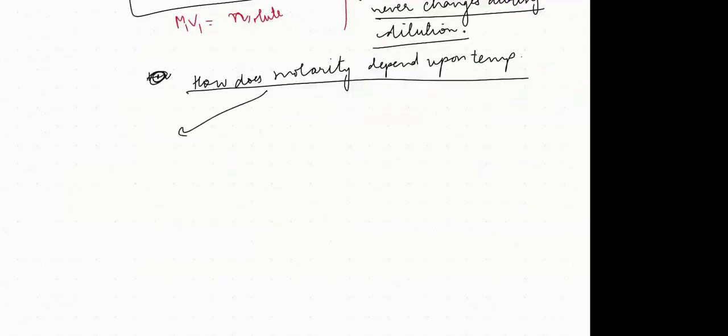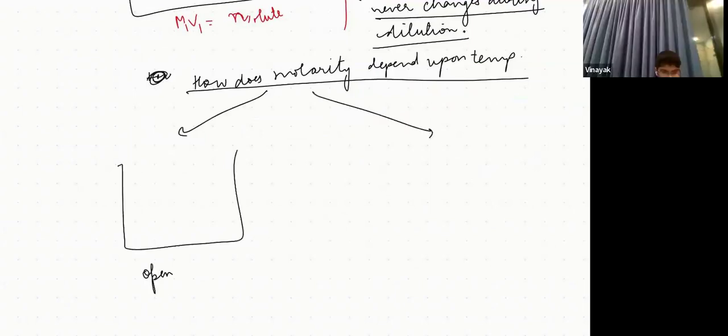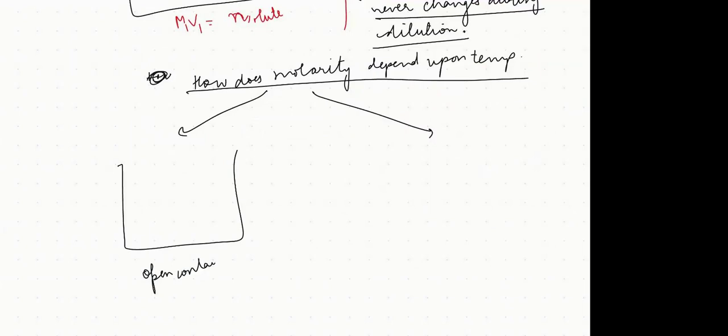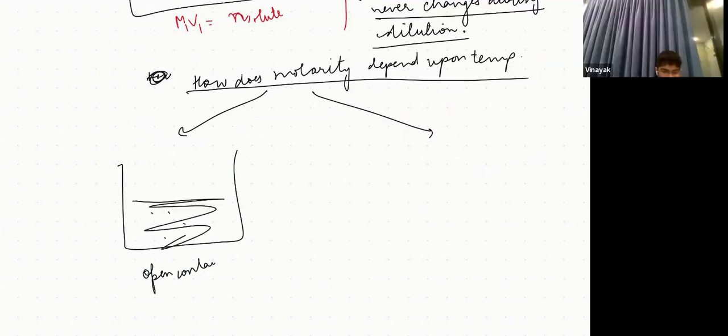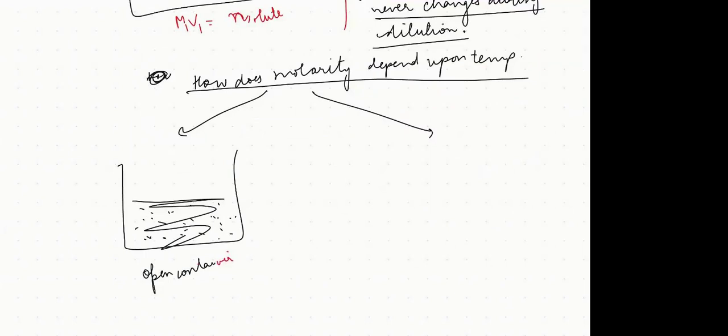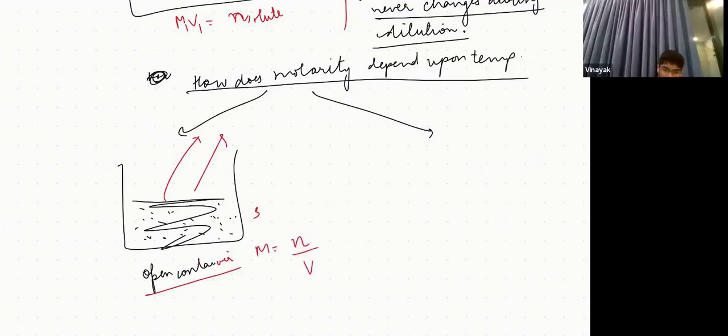Let's suppose I have an open container. In an open container, if you heat the solution and there is sugar in it, some of the water may escape, evaporate. If water evaporates, obviously the volume of solution shall decrease, and molarity is nothing but the number of moles per volume. So in the open container, volume shall decrease, molarity will increase.